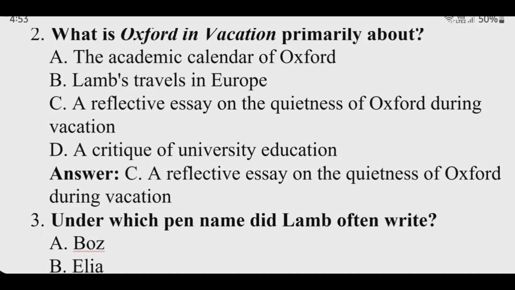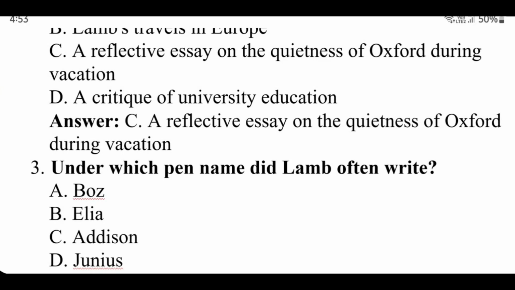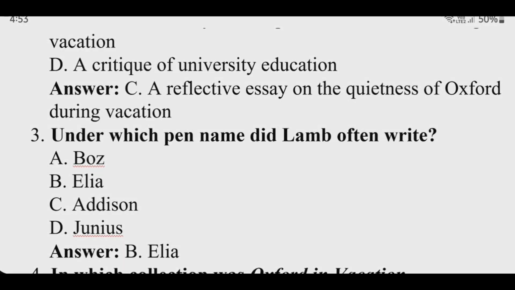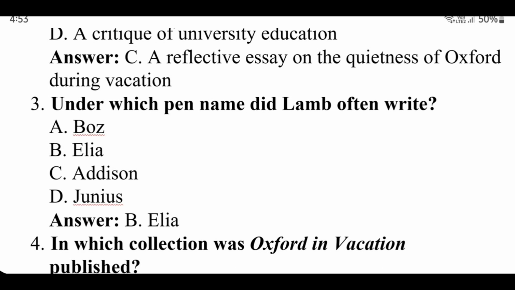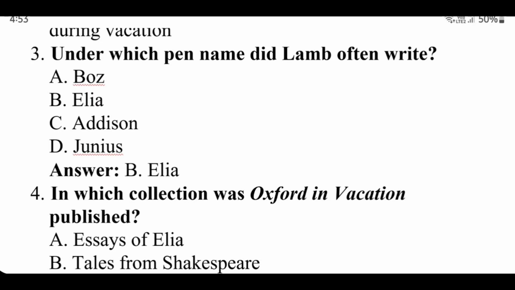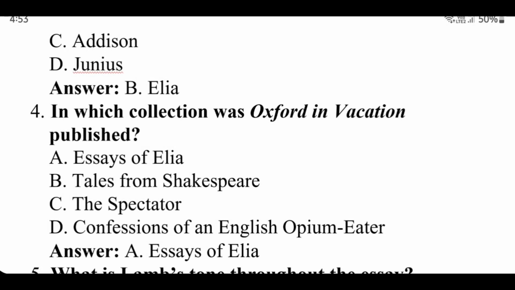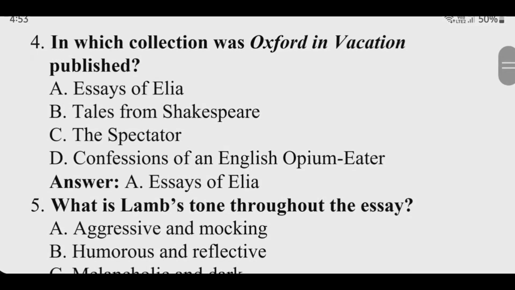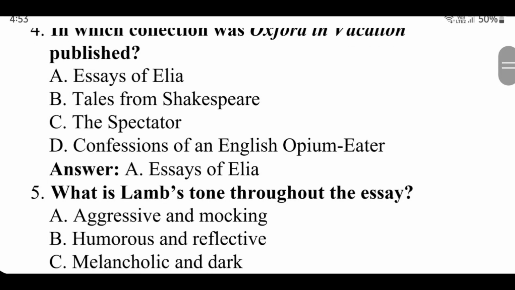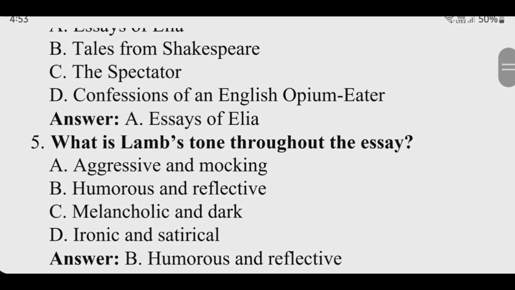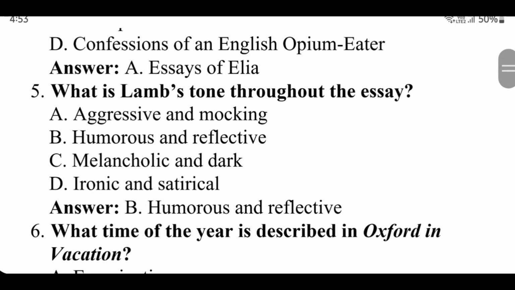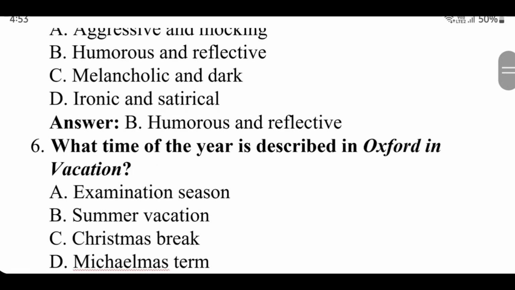Under which pen name did Lamb often write? He wrote under the name of Elia. In which collection was Oxford in Vacation published? It was published in Essays of Elia. What is Lamb's tone throughout the essay? Humorous and reflective.